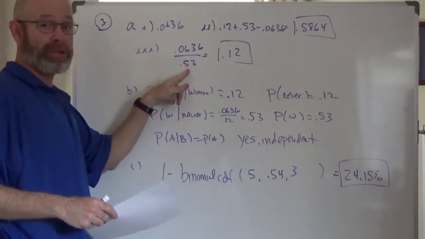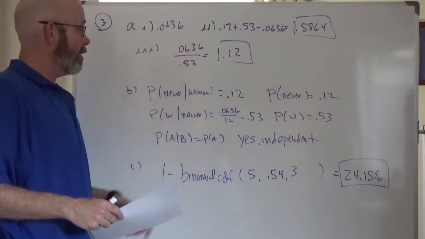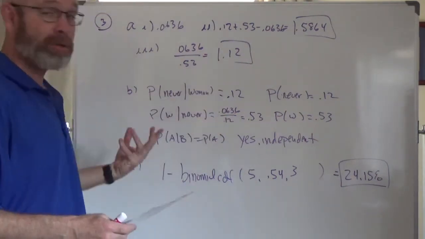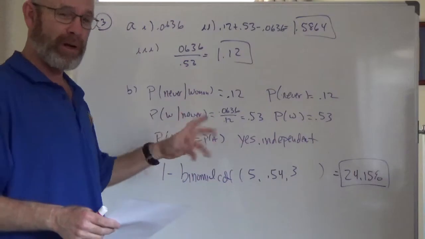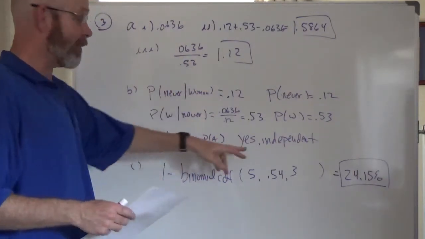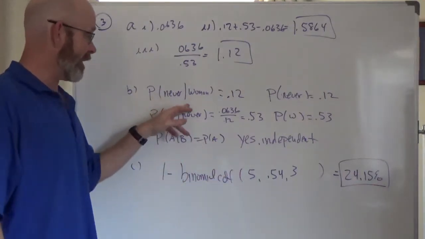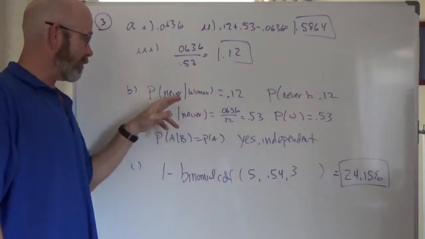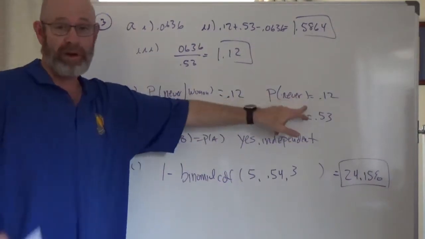So there's 53% of women. 0.0636 is the number from the chart there at 12%, which we're going to need in a second, because then we're supposed to find out if they're independent. I think we just had one of these on the last one we did, huh? This one, they turn out to be independent. So the probability of never given woman, 12%, has to be equal to the probability of never, which was 12% from the chart.